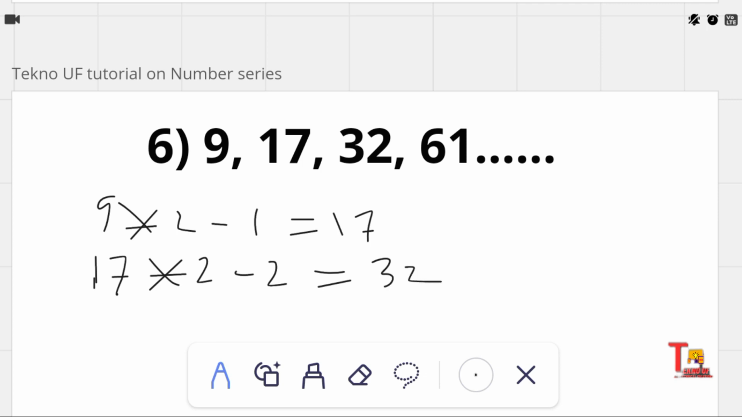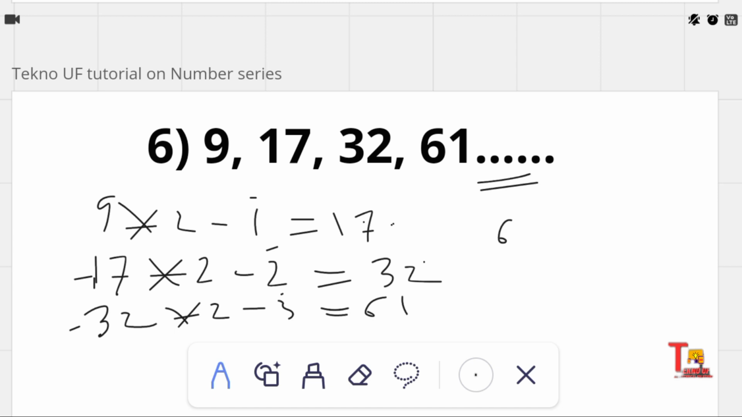And in the next line you have to take 32 here and multiply this number with 2 and decrease by 3. You can observe the sequence. Actually this 1, 2 and 3 is increasing and this number is coming from this side. Okay, so 32 into 2 minus 3 is equal to 61. This way you have to find this missing number.